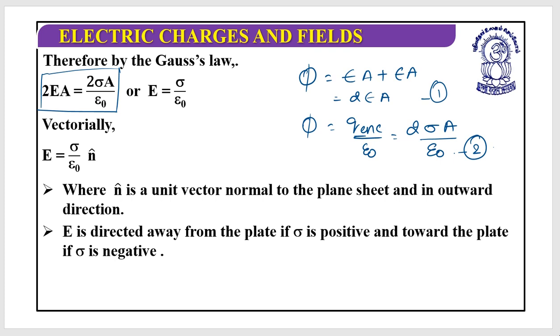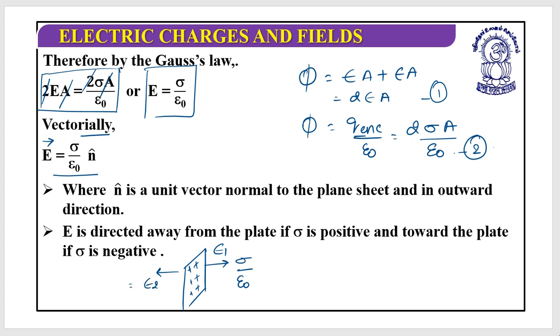So if I solve this, the area vector 2 2 has gone. Whatever the remaining thing, it is sigma by epsilon naught. If I write this according to the vector, it's sigma by epsilon naught multiplied by the unit vector. Again the same thing I will discuss: if it is a positive charge, the electric field would be sigma by epsilon naught, and the direction would be outward. This is E1, this is E2, having the same magnitude but opposite direction.